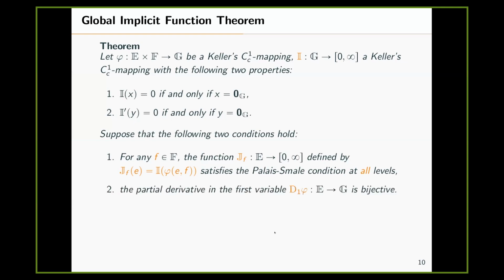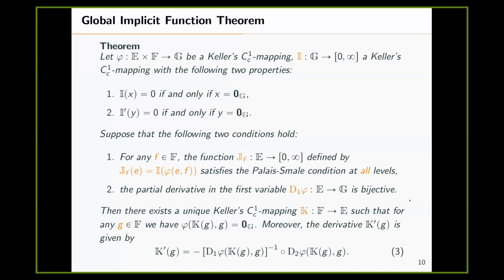Another assumption is that the partial derivative in the first variable is bijective. Then we can find a unique mapping over the entire space F to E that solves this. That's the solution map, and it is of course C sub 1.